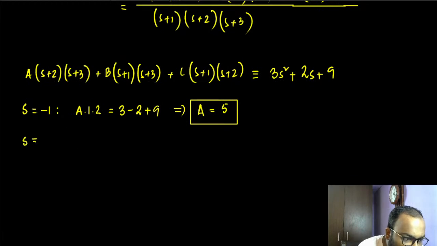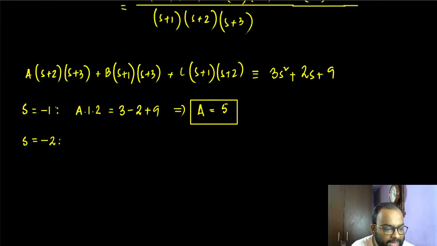Okay. So let's put, for example, s equal to -2. Because again, this is an identity and this identity will hold true for any value of s here.